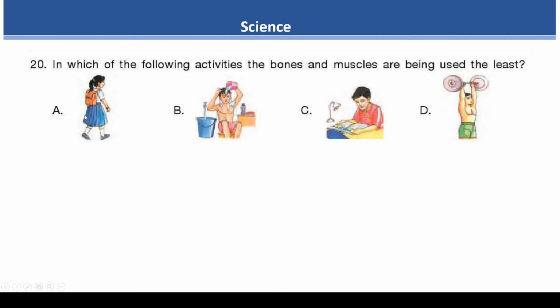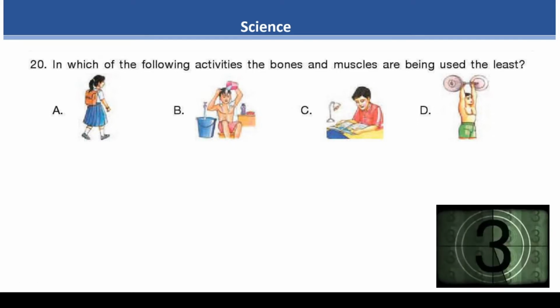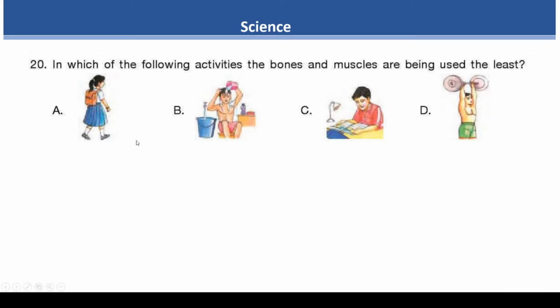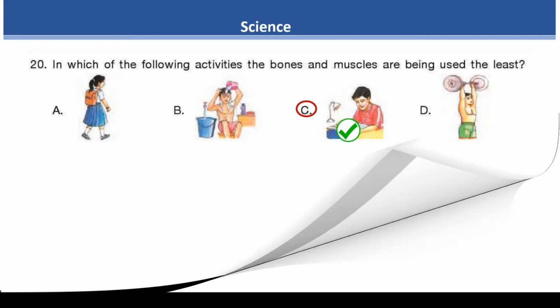Next question. In which of the following activities are the bones and muscles being used the least? Look at the pictures for the activities and choose where they are used the least. So walking, your legs are moving, bathing, your hands are moving, and D, exercise, definitely it's good for muscles. So option C, reading, is where your muscles are being used the least.